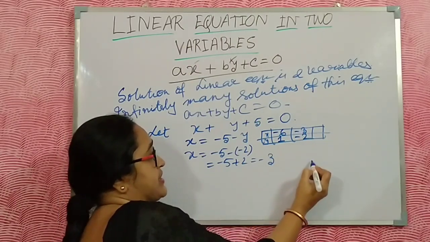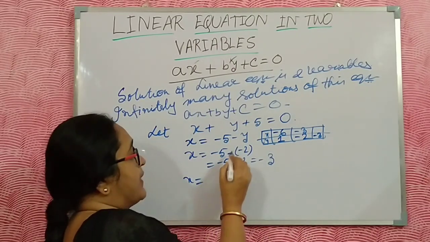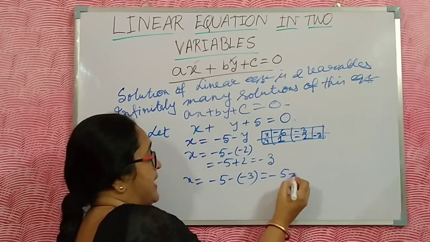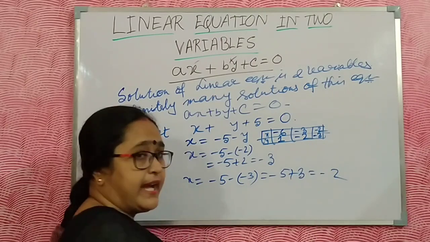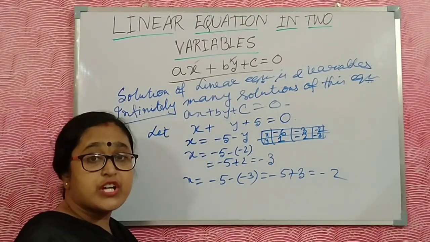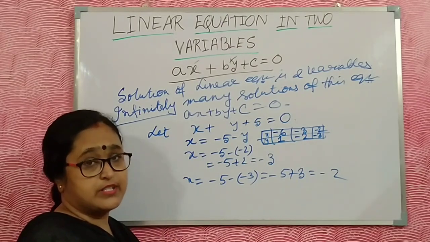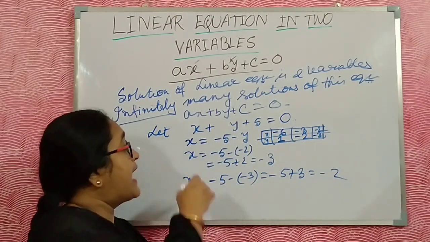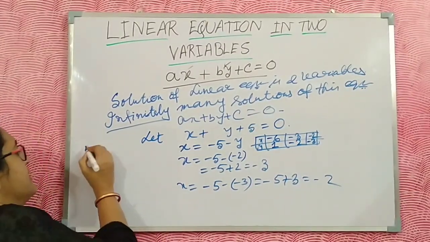If y is minus 3, then x becomes minus 5 plus 3, that is minus 2 also. That's why I am telling you a linear equation in two variables has infinitely many solutions. If you put any value of y, you will get another value of x also.